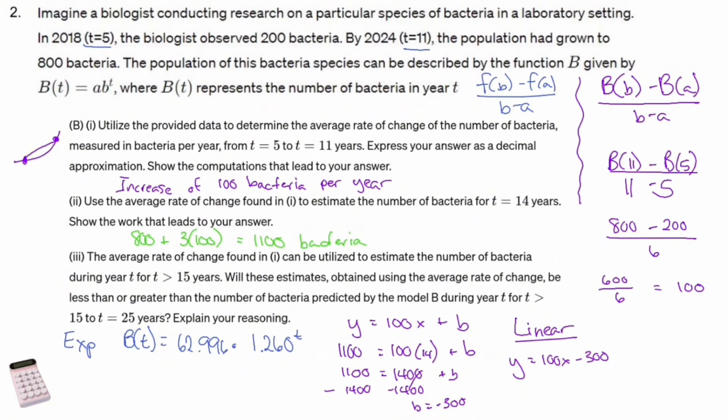So what I need to do is graph them on the same graph. What I want to do is compare what's going on between 15 and 25 and see if the average rate of change, the linear one, is less than or greater than the exponential. So again, I'm going to get a picture like this, right? And I don't know what my line is going to look like, but I need to find out, is my line greater than the exponential guy or is my line less than the exponential guy? And that'll be my answer to that. So let's run back to our calculator and figure that out.